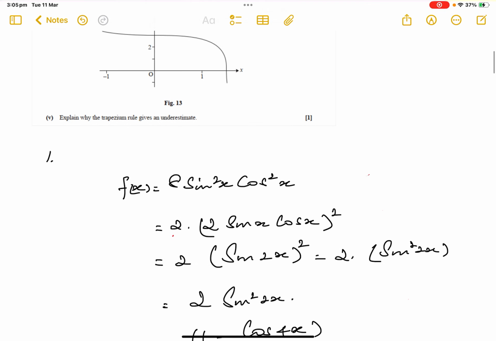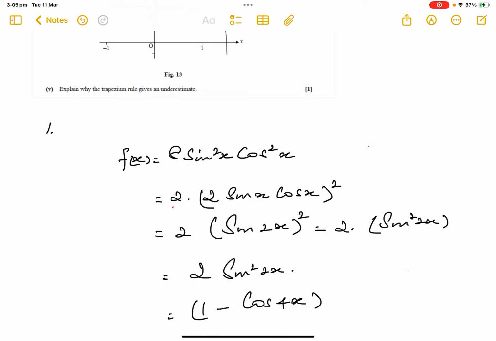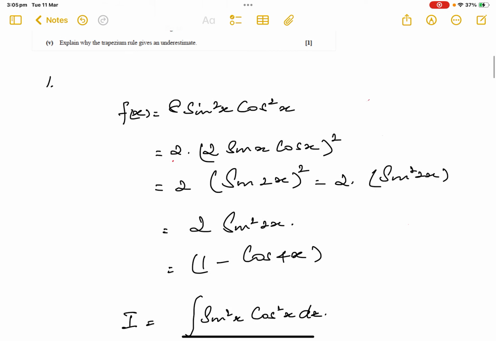I just wrote it as f(x) equals 8 sine squared x cos squared x. That can be written as 2 times 4 sine squared x cos squared x. 4 sine squared x cos squared x is (2 sine x cos x) to the power of 2. So (2 sine x cos x) squared is 4 sine squared x cos squared x. So 2 times 4 sine squared x cos squared x is 8 sine squared x cos squared x.